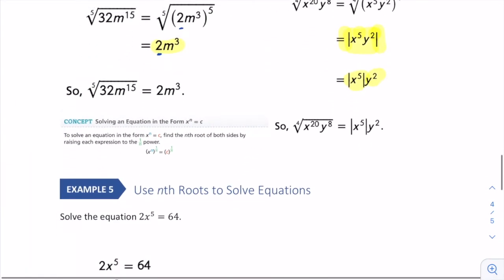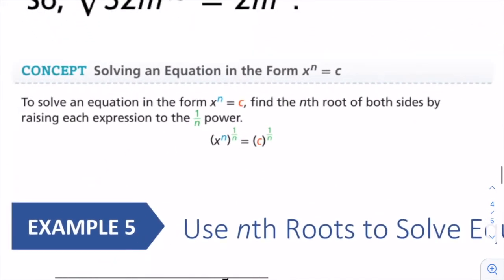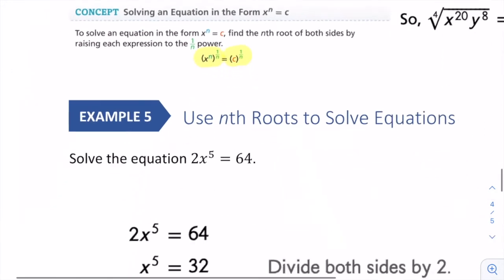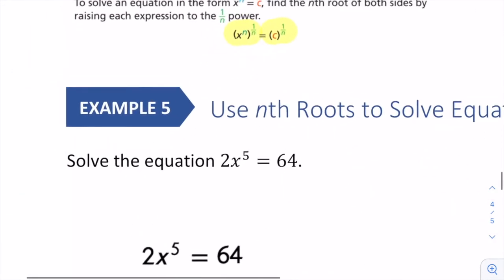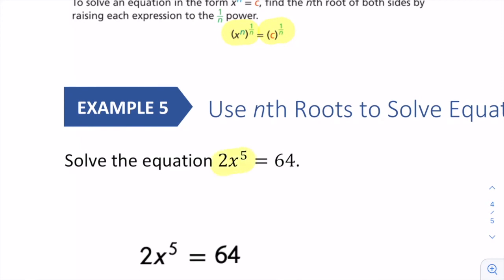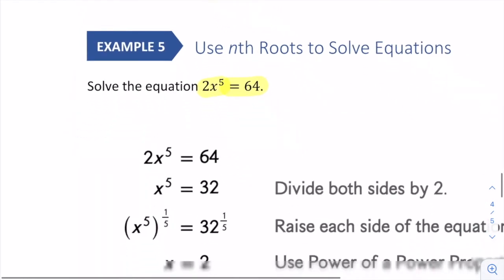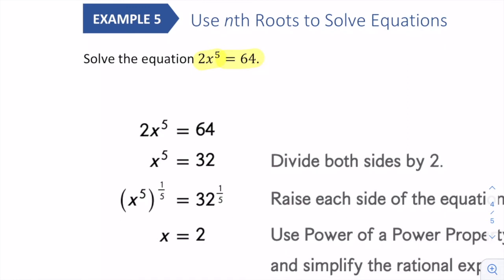Okay, so whenever we solve, again, we're going to make sure we try to get rid of that radical, or if it's an exponent, raise it to its reciprocal. So if we have x to the n, we're going to raise both sides to the 1 over n. Okay, so let's solve. So here we have 2x to the 5th equals 64. The first step we want to do is make sure that we get x to the 5th by itself. So we're going to have to divide both sides by 2. So we get x to the 5th equals 32.